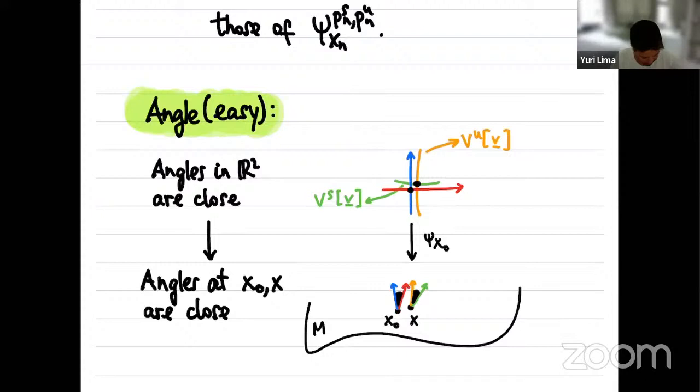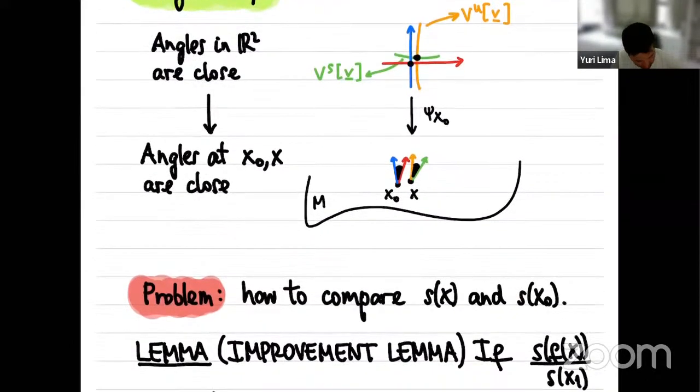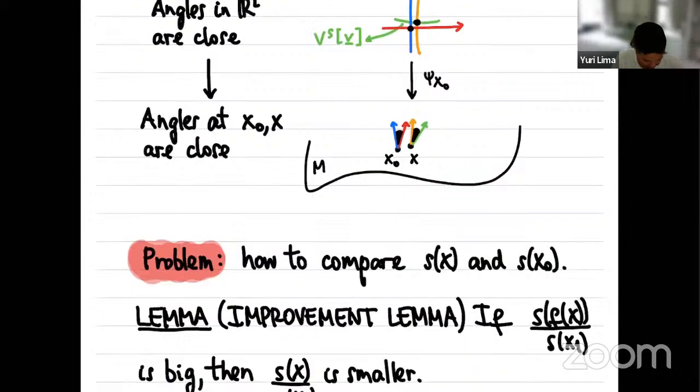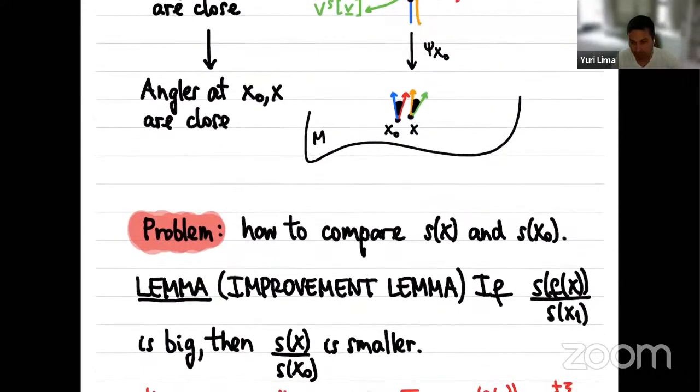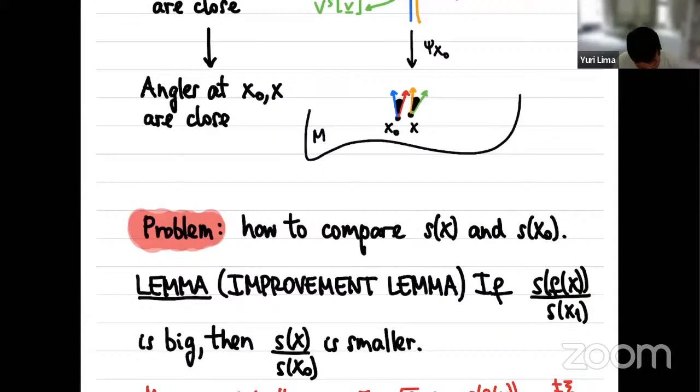So what is the improvement lemma? Okay, so here's the problem: how to compare Sx and Sx0. And the improvement lemma is, if the ratio between the S parameters, so in some sense, you are comparing how good the hyperbolicity at f of x is with the hyperbolicity at x1 in the stable direction. So if this guy is big, after you apply the graph transform, or the f minus 1, and you come back to x and to x0, then this ratio becomes smaller.